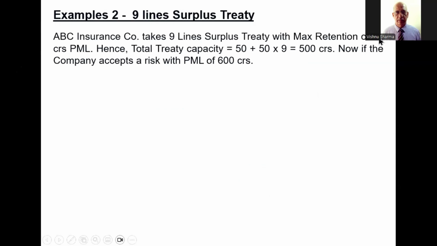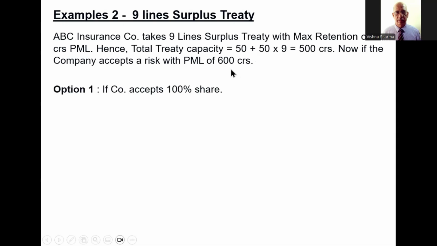Here the retention is 50 crores. 9 lines are there. That means treaty capacity is how much? 50 plus 50 into 9. 50 is the retention and 9 lines are available. So 50 into 9, total it comes to 500 crores. Now, if the company accepts a risk with a PML of 600 crores.